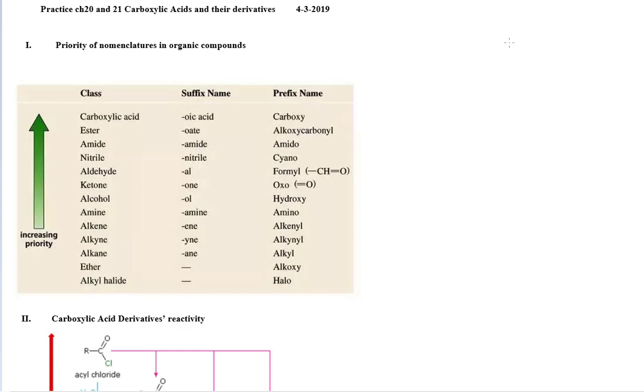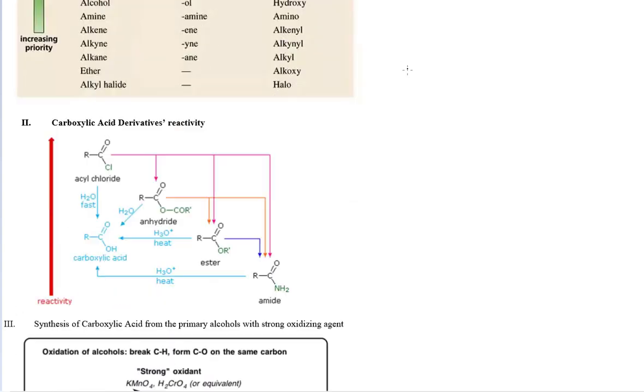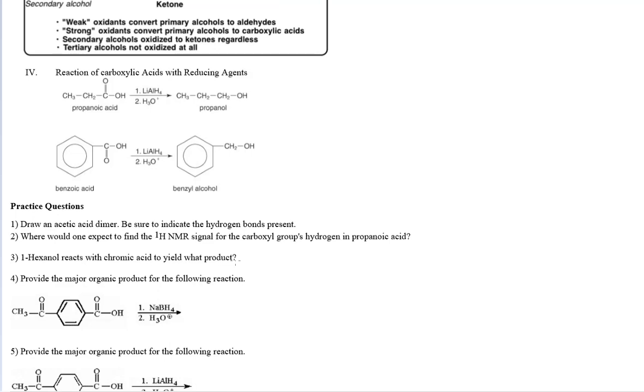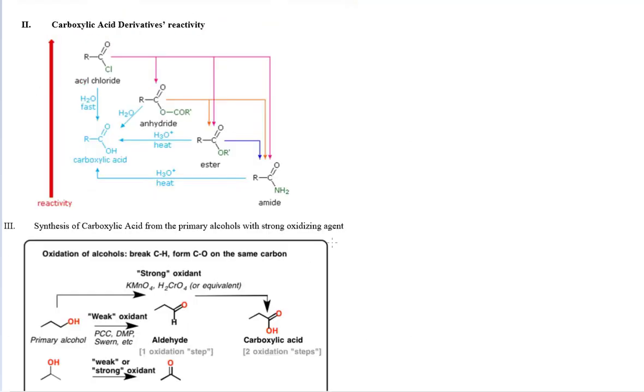Okay, so this is a video that is discussing notes over carboxylic acids and their derivatives. In this is discussed the priority for nomenclature in organic chemistry, the reactivity of different derivatives of carboxylic acids, a little bit of oxidation, and a little bit of reduction. And there's some practice problems at the end.